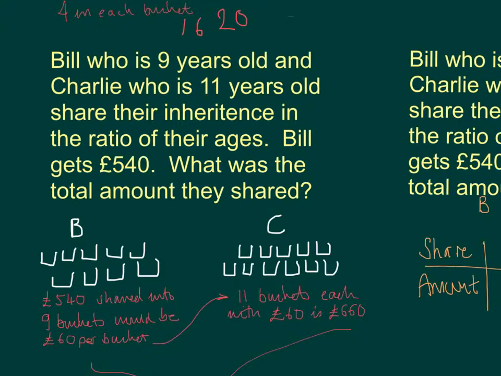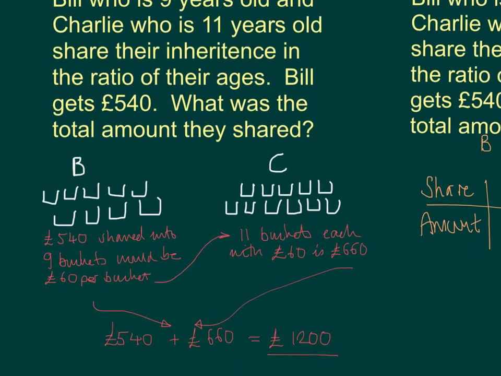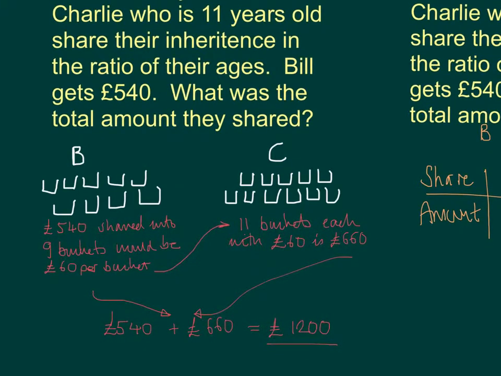Well, we know that Bill has got 9 buckets because he was 9 years old. Here we go, 1, 2, 3, 4, 5, 6, 7, 8, 9. He's got 9 buckets there, and he's got £540. Well, that must mean there's £60 in each bucket, because 9 lots of 60 is 540, or 540 divided by 9 is 60. So he's got 540, but crucially £60 in each bucket.